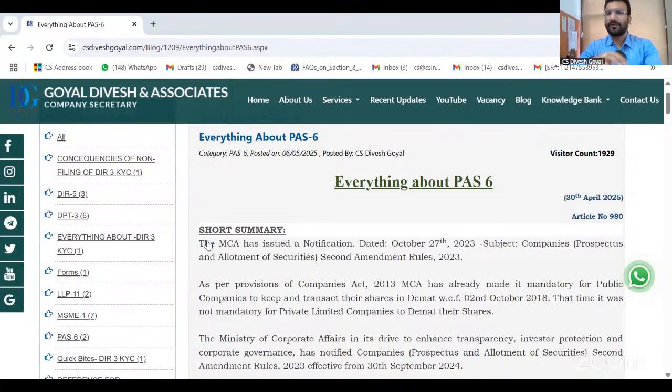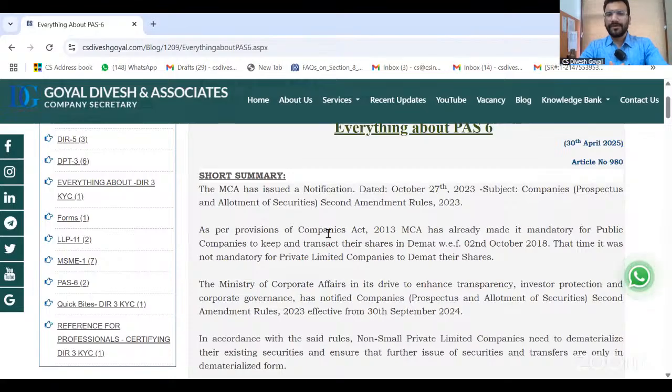So our central focus today is the PAS-6, although along with it we will discuss the Demat provisions also. We know the provisions of Demat earlier were applicable only to listed companies. If I talk about the scenario ten years back, the Demat provision was only applicable to listed companies. So whenever we discussed the word Demat, only listed companies came to our mind.